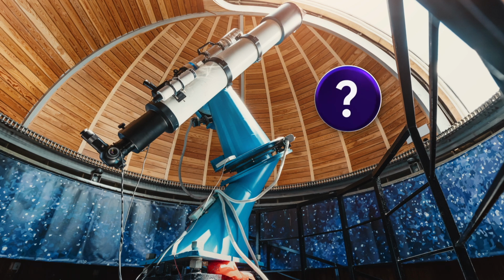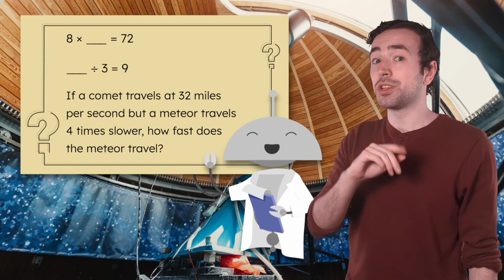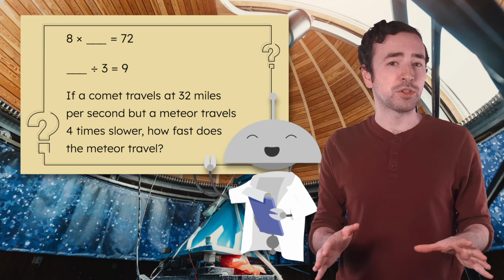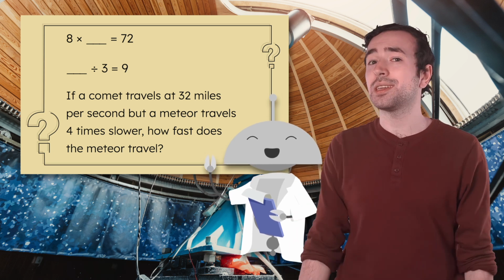Cool. Our next puzzle is over by the telescope. Solving these problems should give us the coordinates we need to point the telescope in the correct direction. Pause here to solve them in your guided notes, and we'll check them out together when you're done.